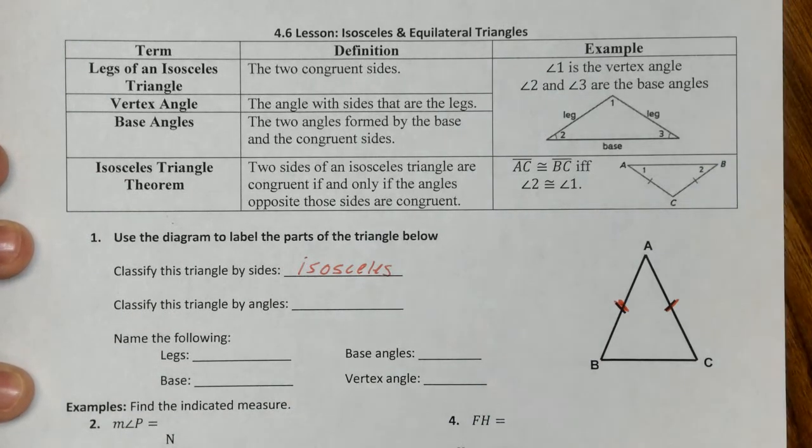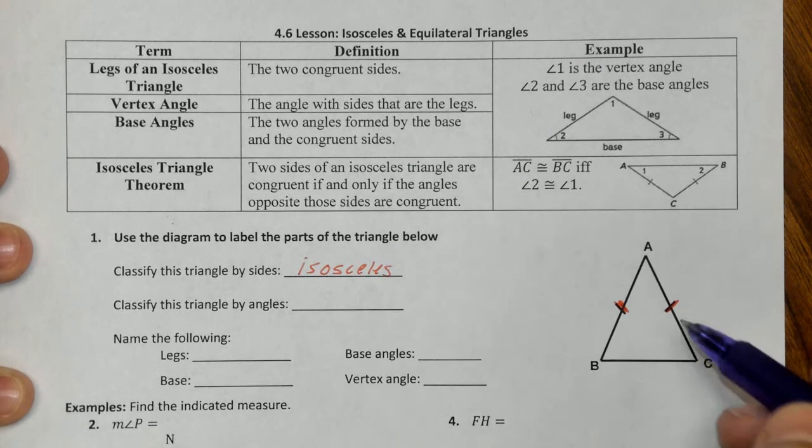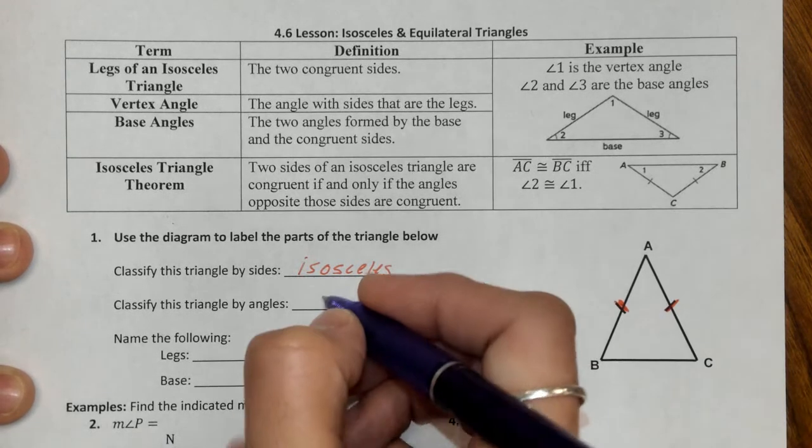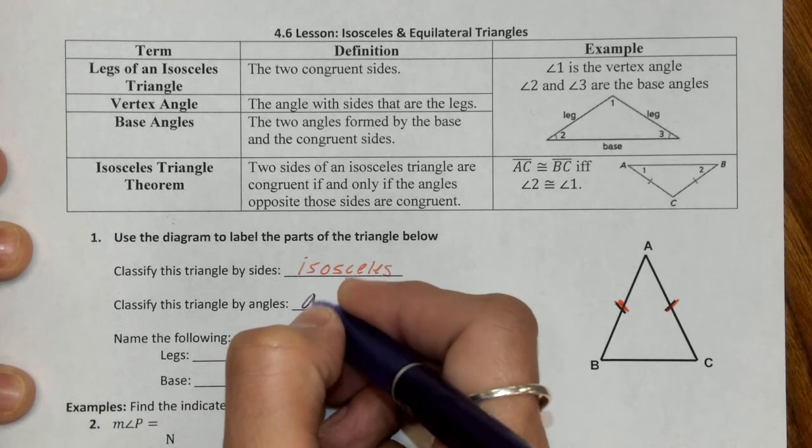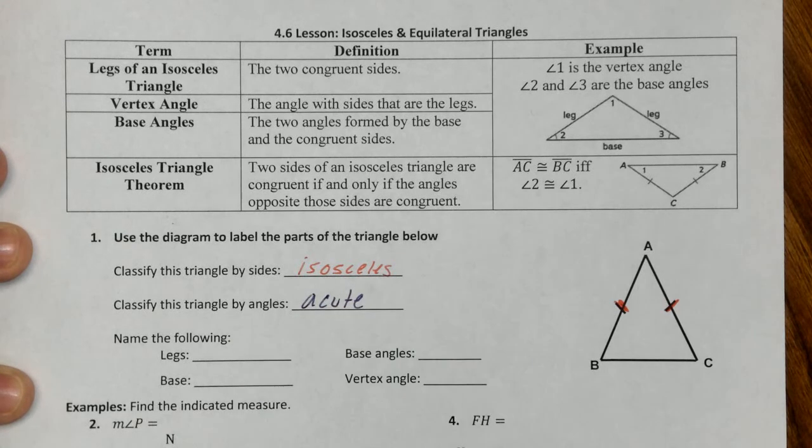Isosceles triangles are not always acute, but in this case, we don't really have the measurements, so we're going to go ahead and say this is going to be an acute triangle based on the angles.